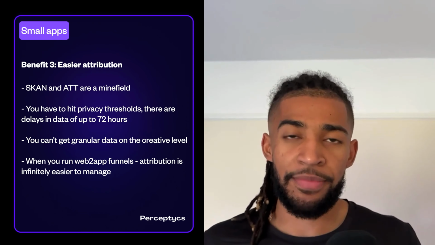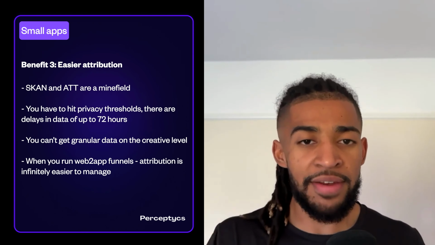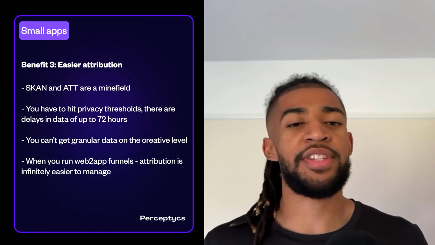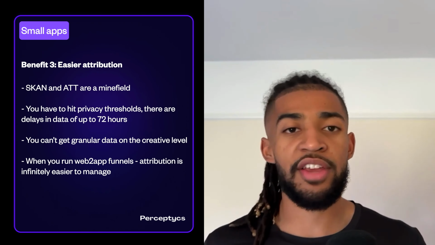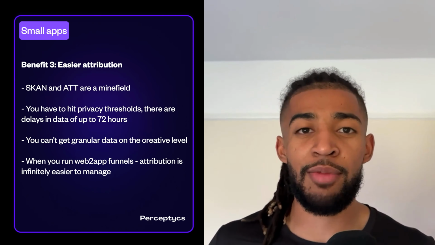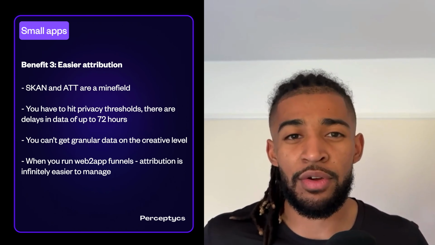The third benefit is on the attribution side. SKAN and ATT are a minefield. You have to hit privacy thresholds. There are delays in data, up to 72-hour wait times. You can't get granular data on the creative level. There are just so many things that make running direct to mobile user acquisition really difficult if you don't know what you're doing.